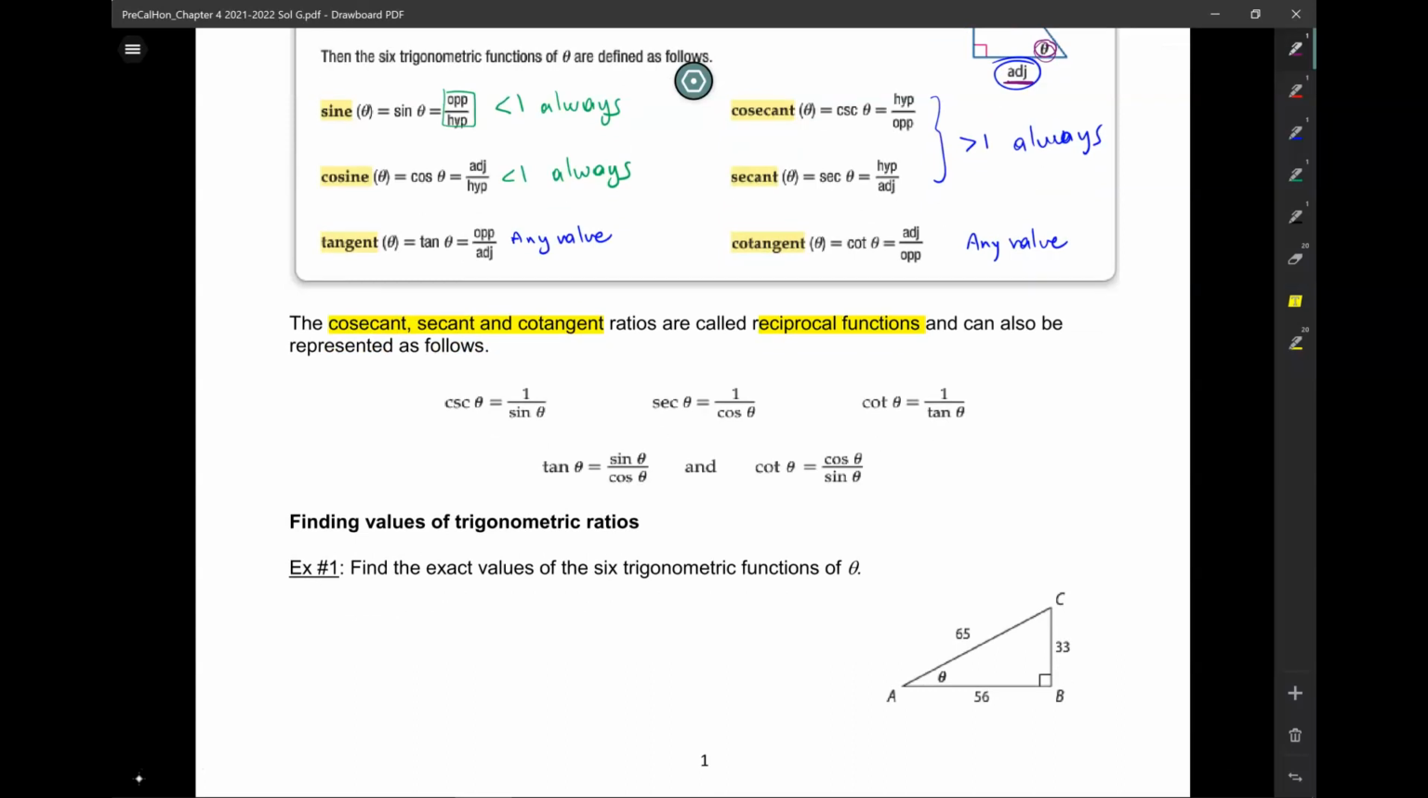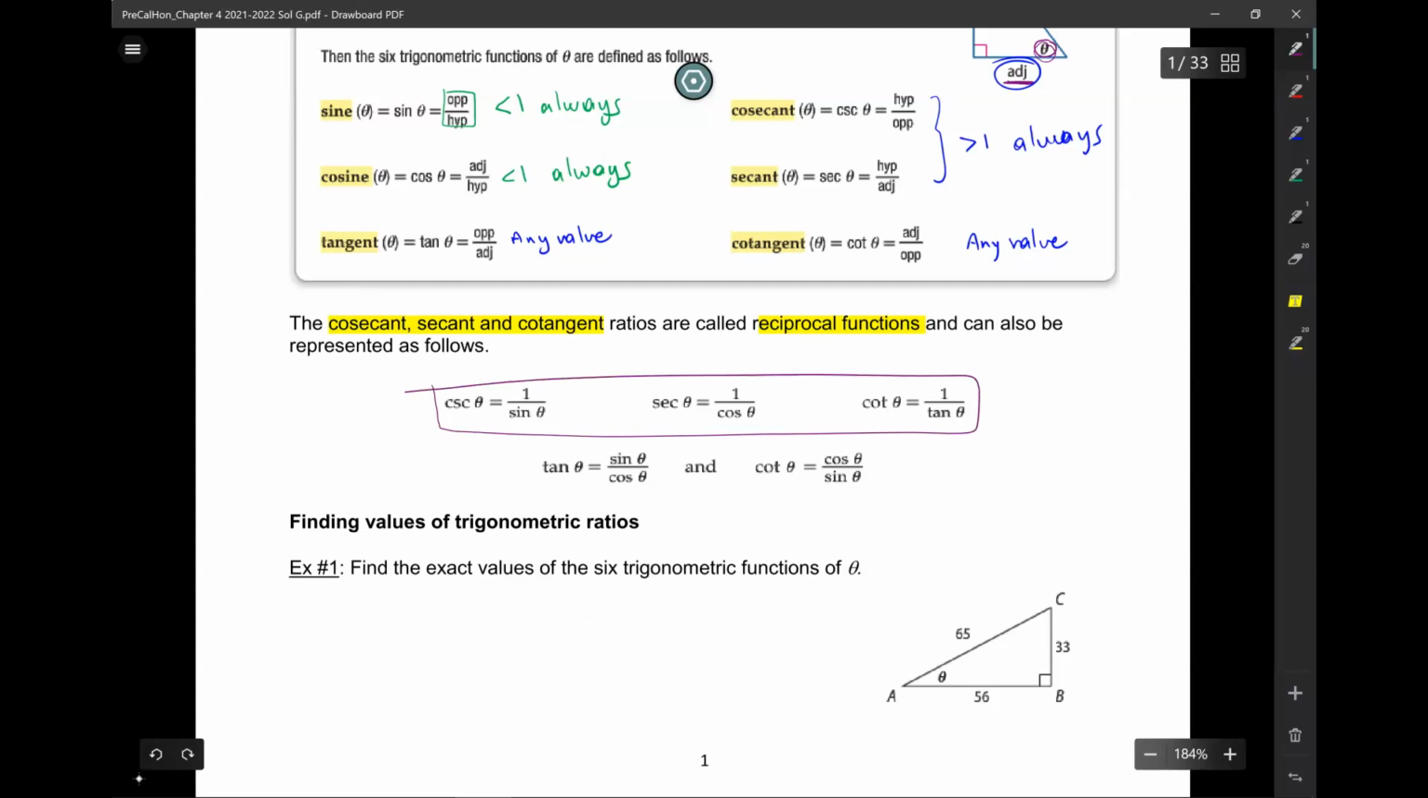And reciprocal means 1 over. I can always write them like this. So cosecant is 1 over sine, the reciprocal of the sine. Secant is 1 over cosine.